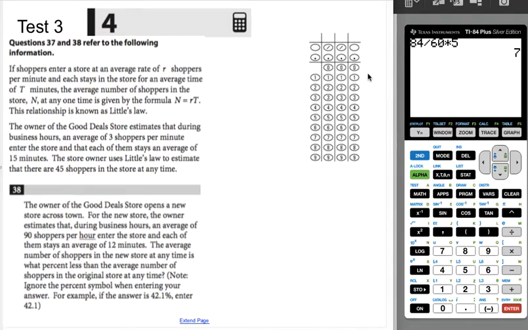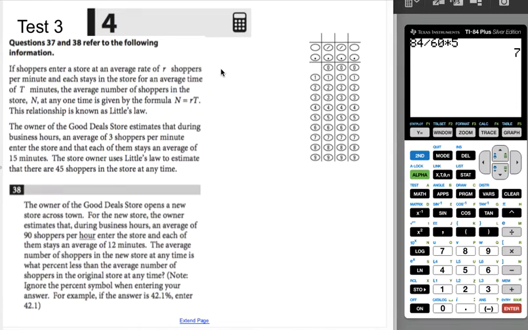All right, this is SAT Prep. We're doing test 3, section 4, and this is number 38, the final question in this section. So we've already seen Little's law, right, which is N equals RT, and we were told what R and T are in number 37 because we're using the same information.